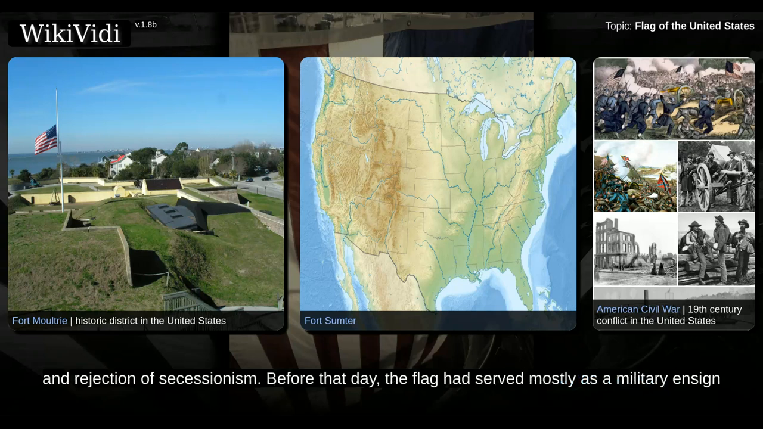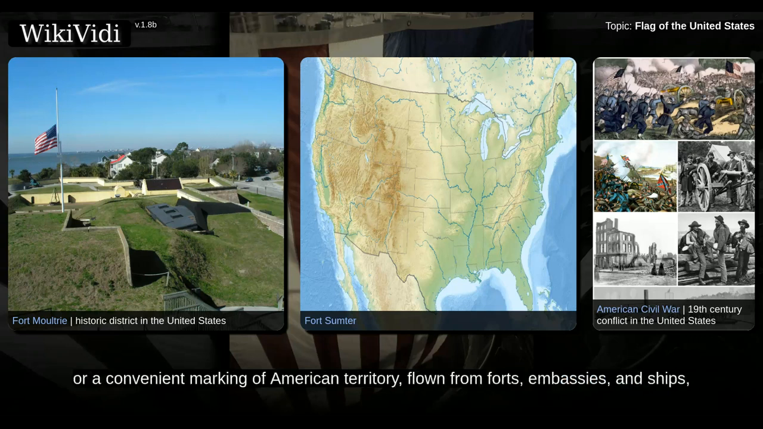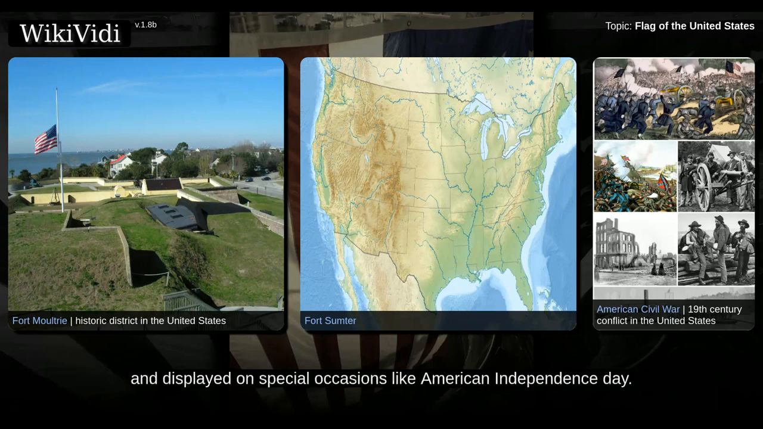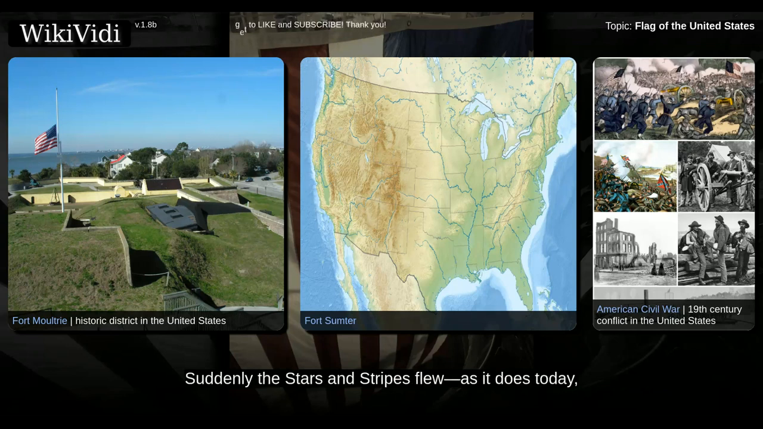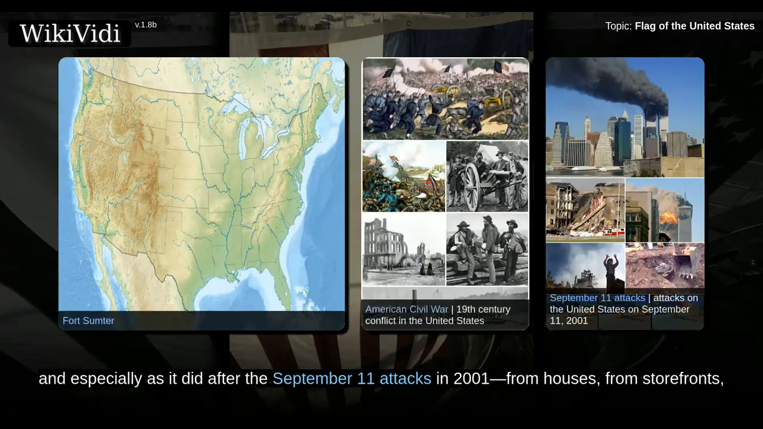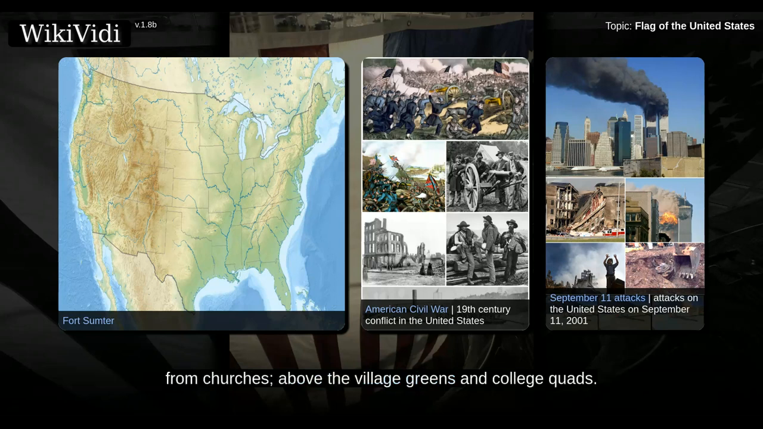Before the day, the flag had served mostly as a military ensign, or a convenient marking of American territory, flown from forts, embassies, and ships, and displayed on special occasions like American Independence Day. But in the weeks after Major Anderson's surprising stand, it became something different. Suddenly, the stars and stripes flew, as it does today, and especially as it did after the September 11th attacks in 2001, from houses, from storefronts, from churches, above the village greens and college quads.